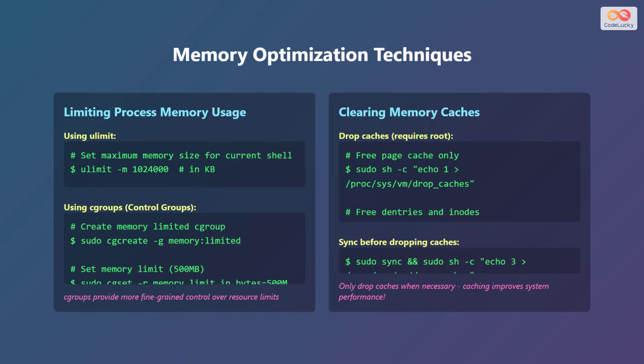To free all caches, use sudo sh -c 'echo 3 > /proc/sys/vm/drop_caches'. Before dropping caches, it is recommended to synchronize the file system by typing sudo sync && sudo sh -c 'echo 3 > /proc/sys/vm/drop_caches'. Only drop caches when necessary because caching improves overall system performance.